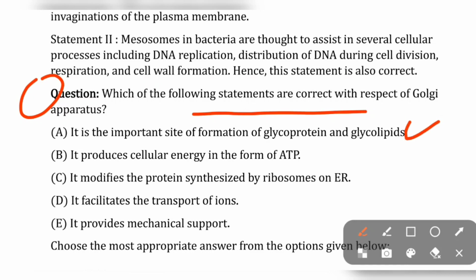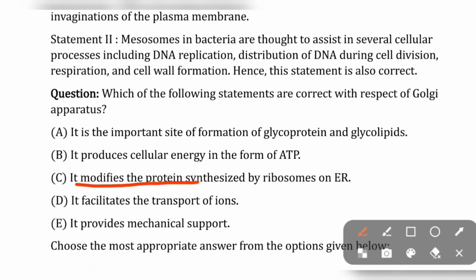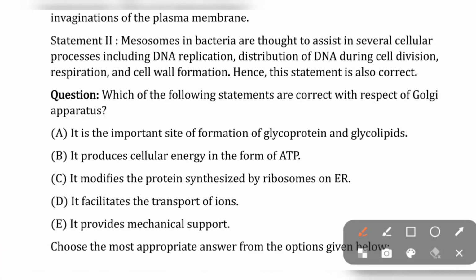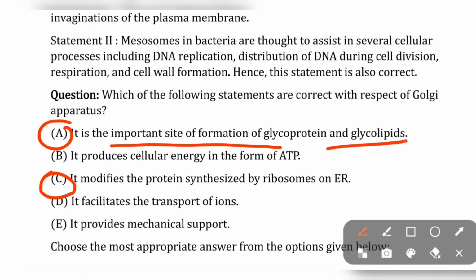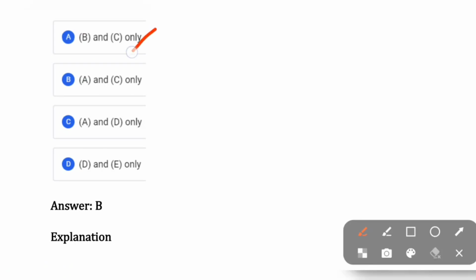This one is correct. It produces cellular energy in the form of ATP. Does it produce that? We have to see. It modifies the protein synthesized by ribosomes on endoplasmic reticulum. Once again, it modifies the protein synthesized by ribosomes on endoplasmic reticulum. It facilitates the transport of ions and it provides mechanical support. If you look carefully, we have this and this, these two are the correct options: it is the important site of the formation of the glycoproteins and the glycolipids, and it modifies the protein synthesized by the ribosomes on endoplasmic reticulum. And the options we have here, this one is wrong and this is the perfect answer. This one is wrong and this one is wrong.